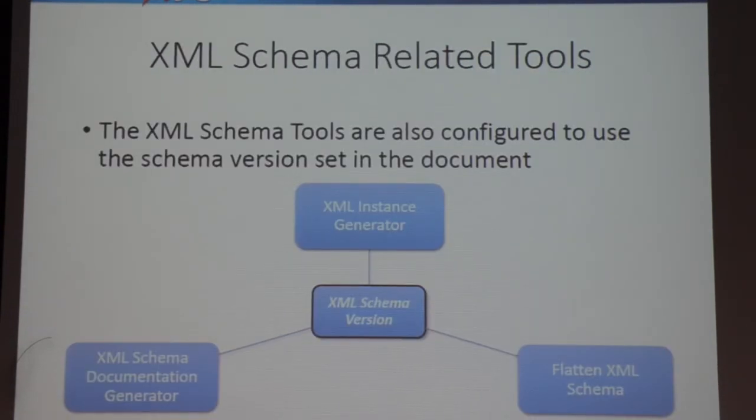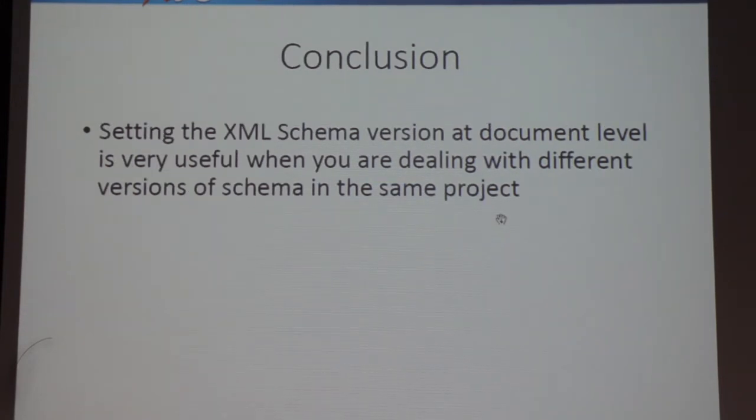Also, when oXygen detects the XML schema version, it uses it to configure the schema additional tools like the instance generator, the schema documentation generator, or the flattened schema tool. In conclusion, setting the XML schema version at the document level helps you to deal with different versions of schema in the same project. So you won't have to go to preferences each time to change an option.